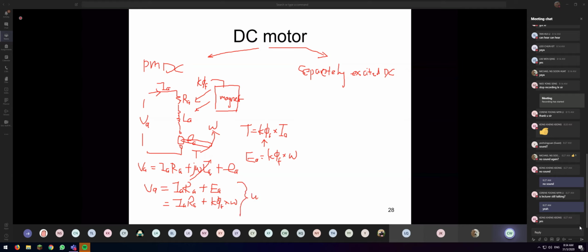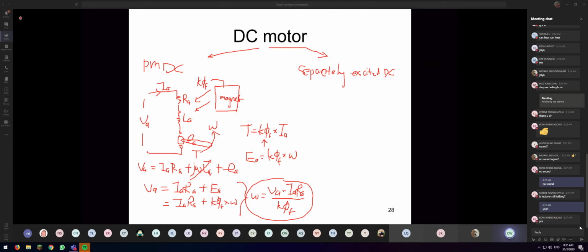So the speed is equal to the terminal voltage minus the armature current and the armature resistor, divided by the fixed flux. So this will give you the basic derivation of the DC motor formula. From here you can see this is the formula for the speed of the DC motor. The speed is controlled by your input voltage, VA.